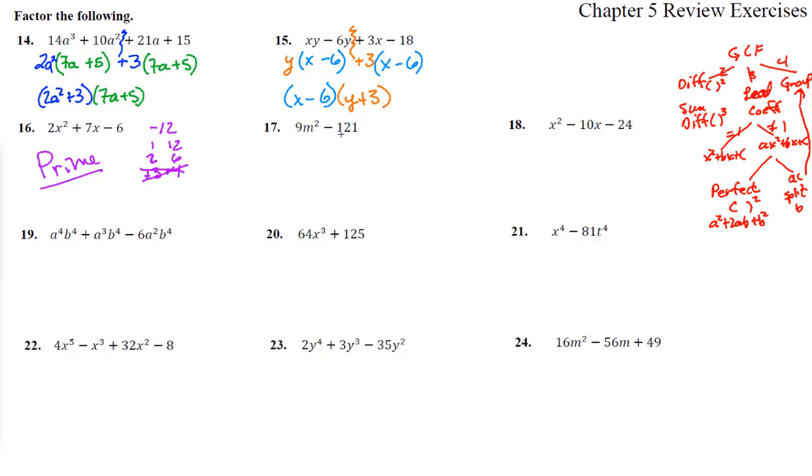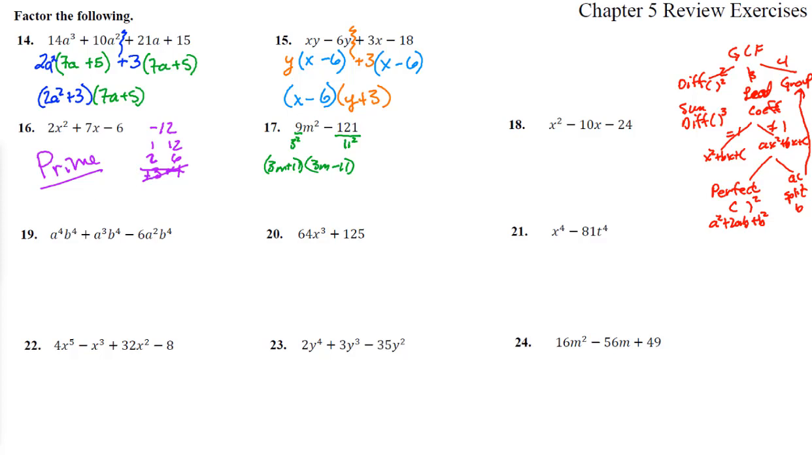Number 17. 9m squared minus 121. Is there a greatest common factor that we can pull out of those? No, there's not. We now have two terms, so we're looking for a difference of squares or a sum and difference of cubes. You'll recognize 9 and 121. This is 11 squared, and this is 3 squared. So the difference of squares pattern is you take the square root of this guy, that's 3m, and the square root of this one, which is 11, and then one factor has a plus and one factor has a minus in it. And those guys are called conjugates, and that's the pattern.